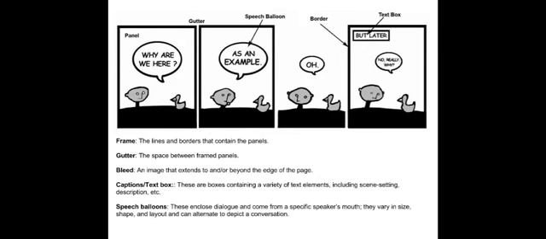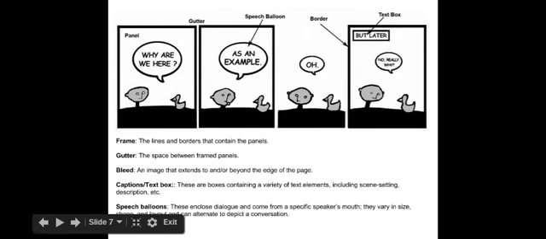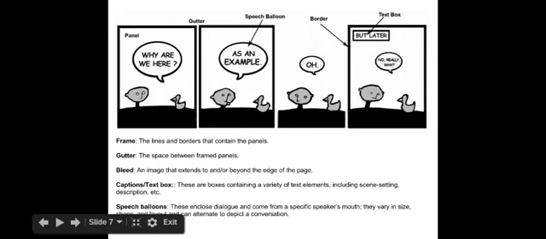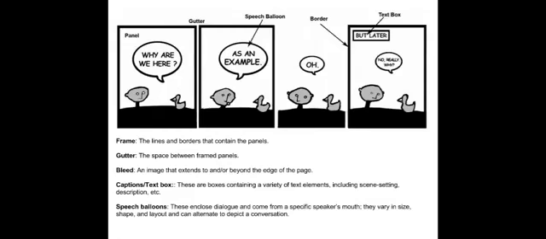So here are some more terms. As we have our panel here, the next term that we need is the frame. The frame is the lines and borders that contain the panel. Just like a picture frame, it's the same thing. The next thing is a gutter. The gutter is the space between the framed panels. Different illustrators and authors will use those gutters in different ways and have different spaces and use different things with them. A bleed, it's not necessarily on this page, but we'll get to it soon.